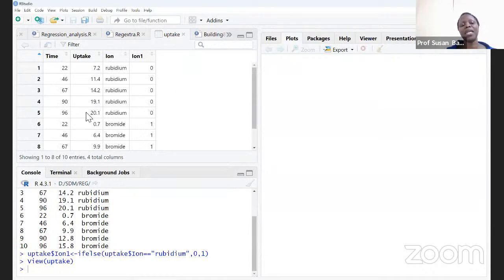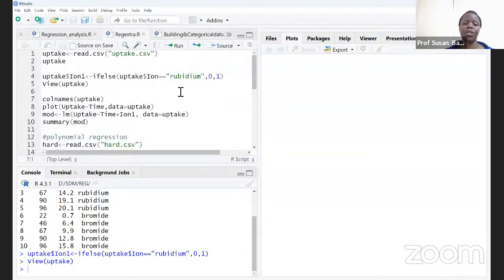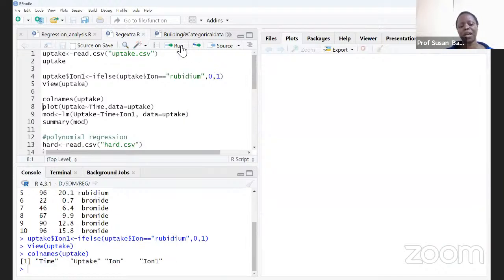So when you see in RStudio, you will see that our data set now has 4 variables: time, uptake, iron, and a variable called iron1, where we have codes for rubidium and bromide. So we can X that out on top here of RStudio, and then we go to line 7. Line 7 just tells you the names of the columns in your data set so that you write them correctly. So there we go.